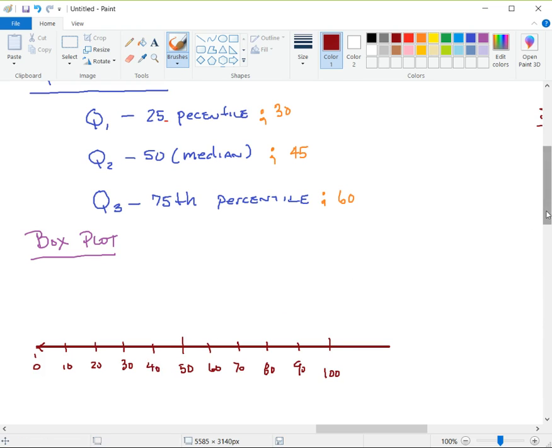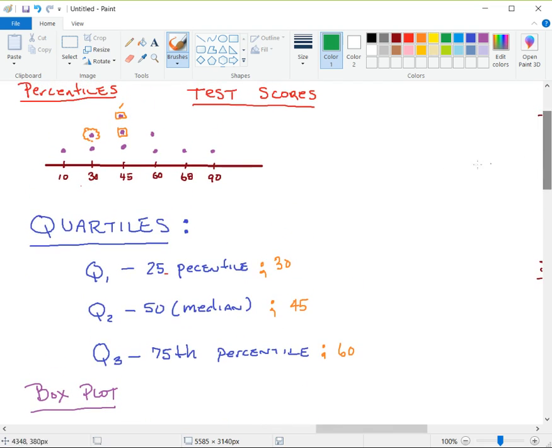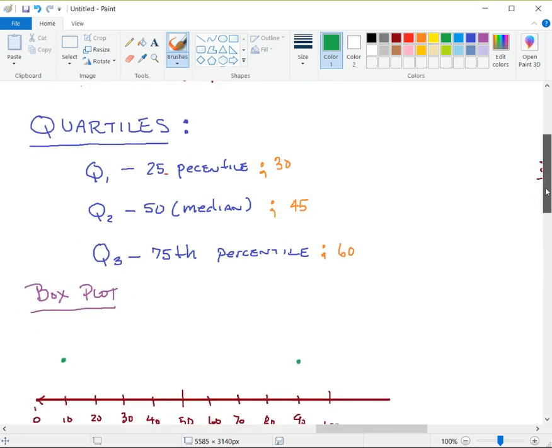Okay, now the next thing you want to do is start setting up your plot. So the first thing you do is set a point that is your lowest data point, and you can set a point that is your highest data point, and you want these to be kind of in a line with each other because you're going to end up drawing a line between them. So my lowest data point was 10, my highest data point was 90, so we got those two.